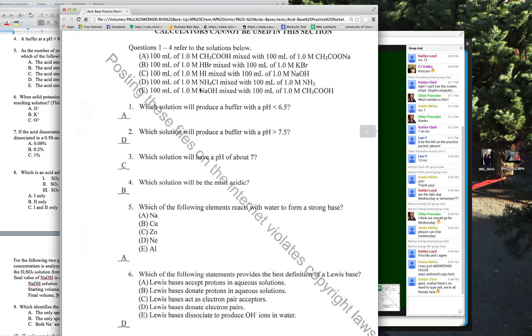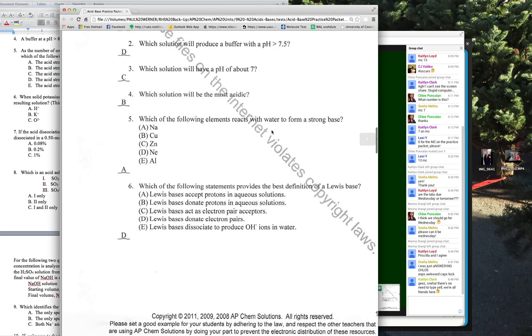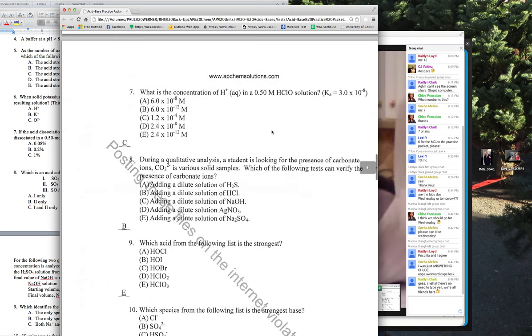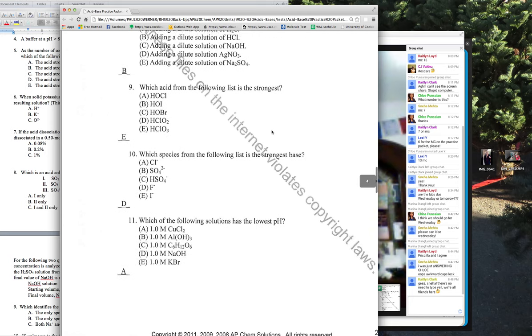Oh, it's a Lewis base. Lewis acid, Lewis base. You guys don't have to know that. No, it's like a different number 6. It's on page 2. Page 2.